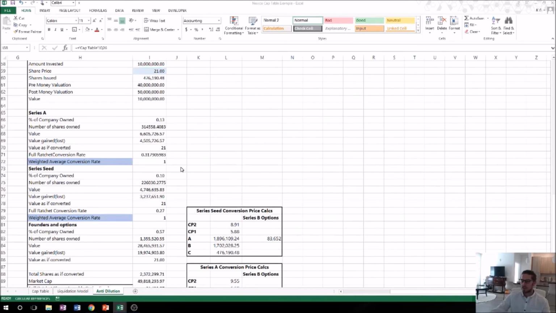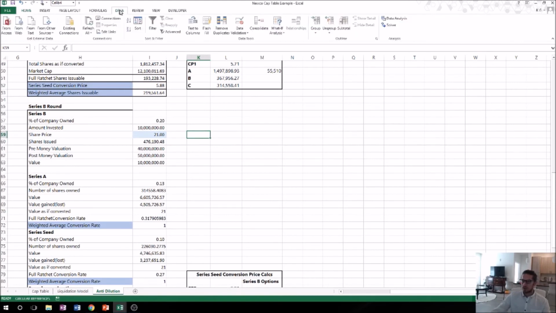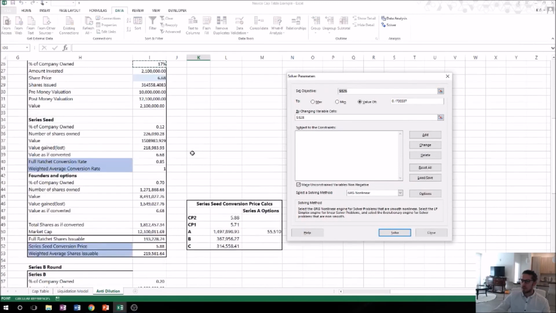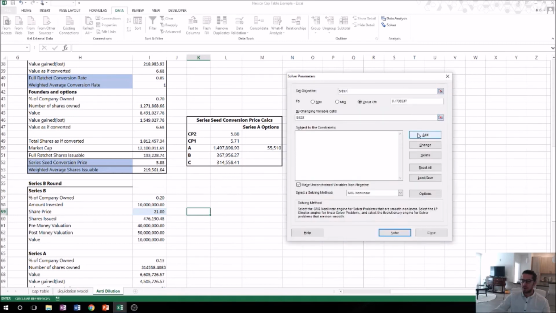So, and the last and final step here is using solver to calculate this share price for us. So once again, just to review solver, our objective cell is the percent of company owned for Series B. So it's a Series B round. We want to make sure and set that. The value of we need to set it to is the amount invested divided by the post-money amount. So that's 20%, 20% even.